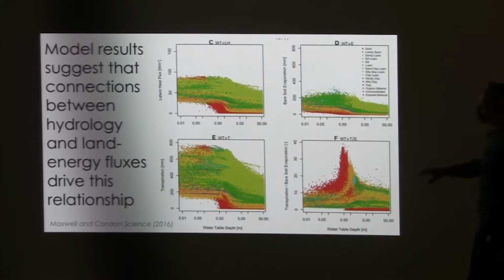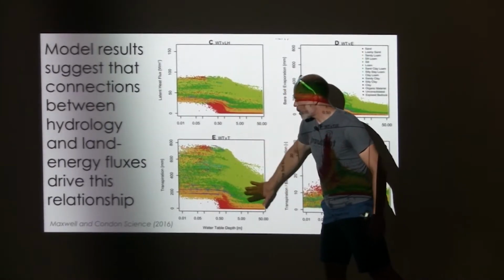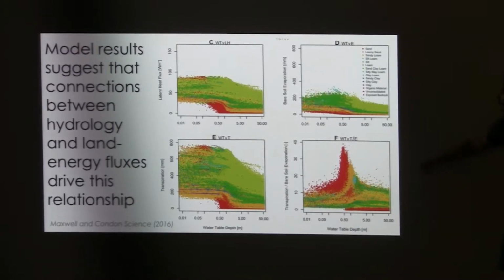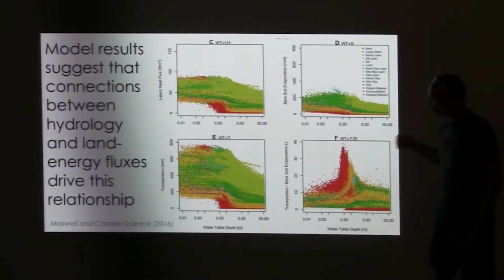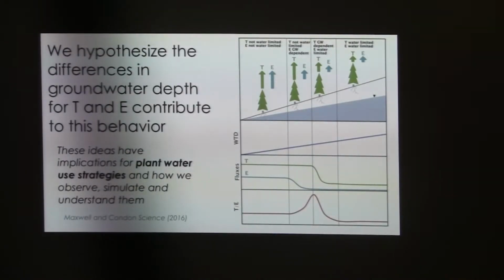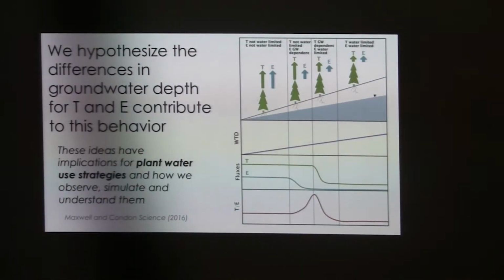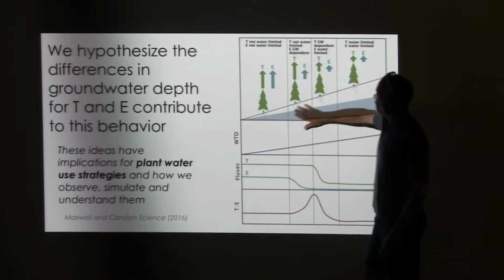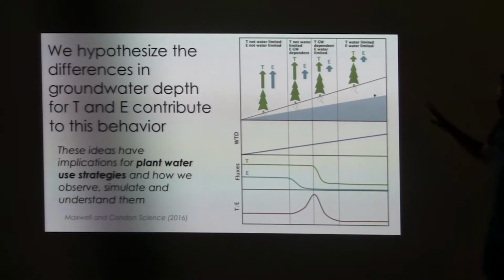So transpiration over bare soil evaporation, or these two components. And so what we see is a pretty different relationship between transpiration and bare soil evaporation. And when we look at this T over E ratio, we get this really interesting logistic curve.